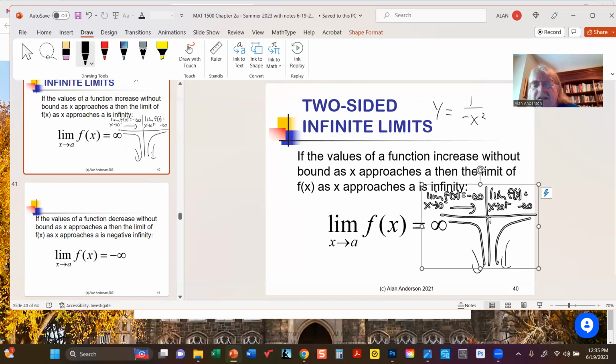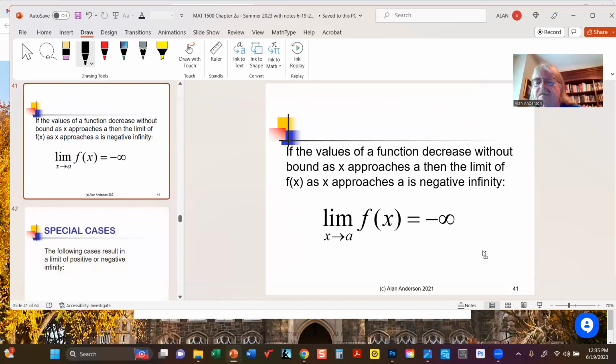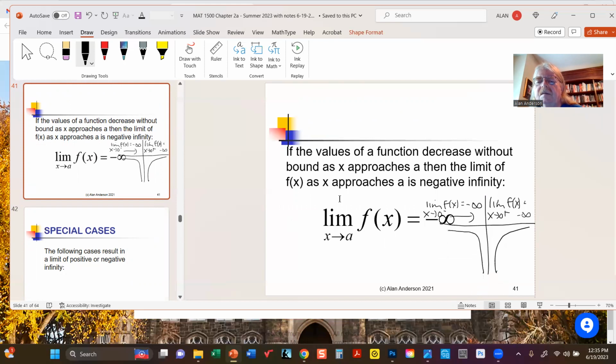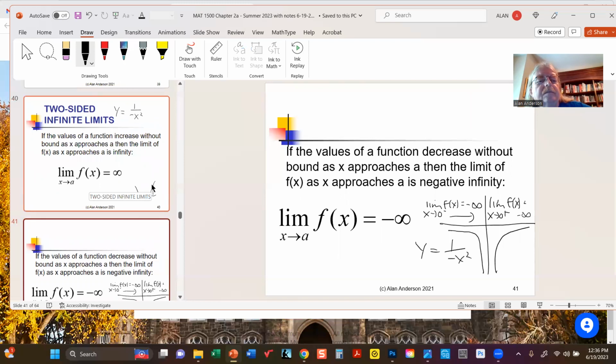Oh, actually, this graph belongs in the next slide. Let me move it down here. There we go. That's what it would take. Okay, that's better. So y equals, all right.